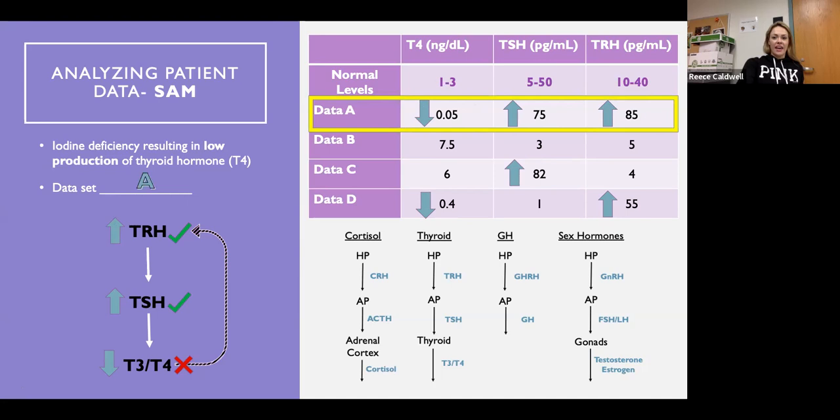In the hospital and clinical setting, it probably wouldn't say data set A. It would probably say hypothyroidism, which we know is the low production of thyroid hormone. This is a very common disorder. Many people have this. My mom has hyperthyroidism. My best friend has hypothyroidism. It's very common. It's not a life altering condition. It does not change your quality of life drastically.